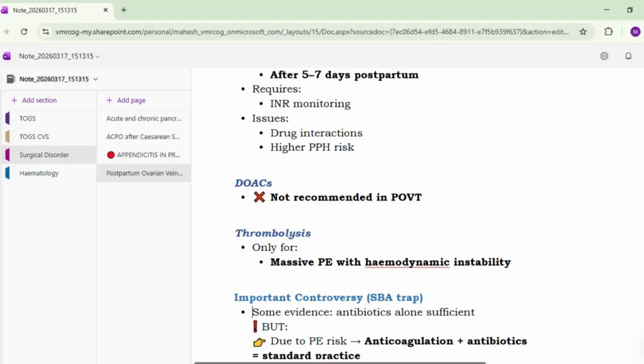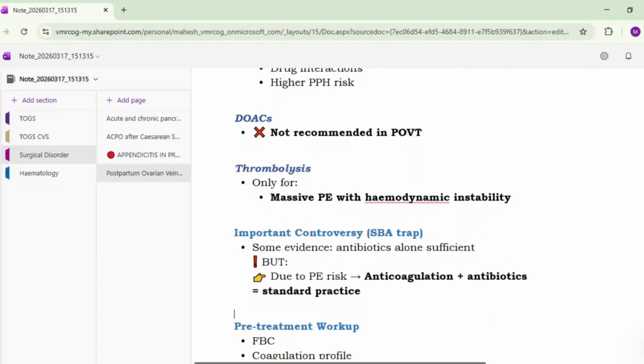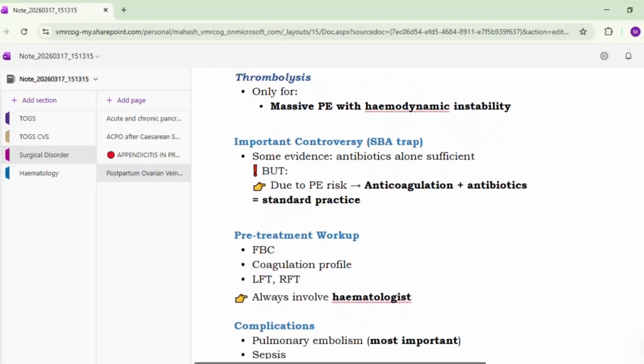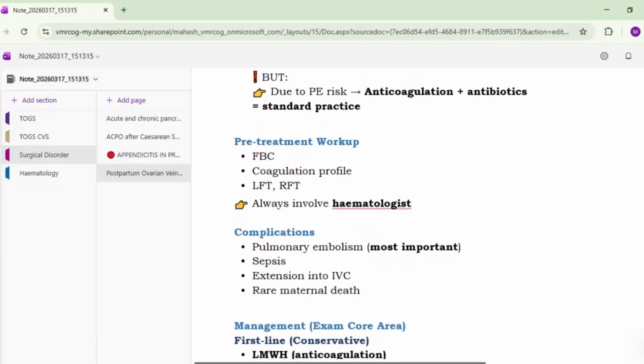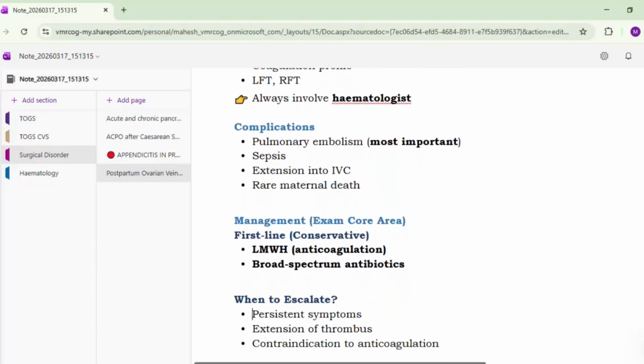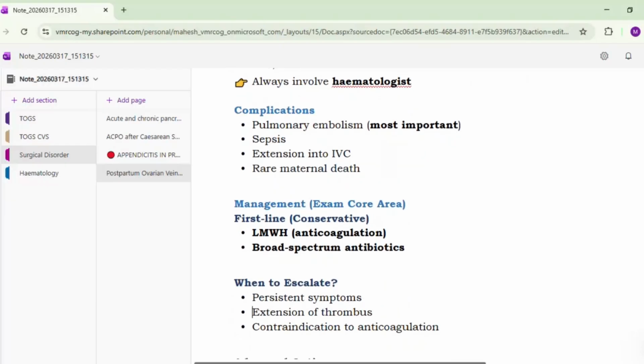Okay, so thrombolysis is indicated only for massive pulmonary embolism with hemodynamic instability. There is some evidence that antibiotics alone are sufficient, but due to the pulmonary embolism risk, anticoagulation plus antibiotics is the standard practice. Pre-treatment workup, we will always do the full blood count, coagulation profile, LFT, RFT, and always involve the hematologist. Complications are pulmonary embolism, sepsis, extension into the IVC, and maternal death is rare.